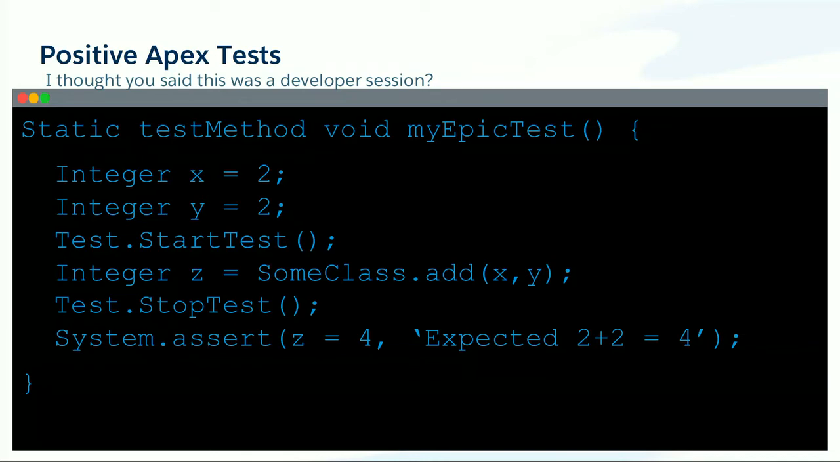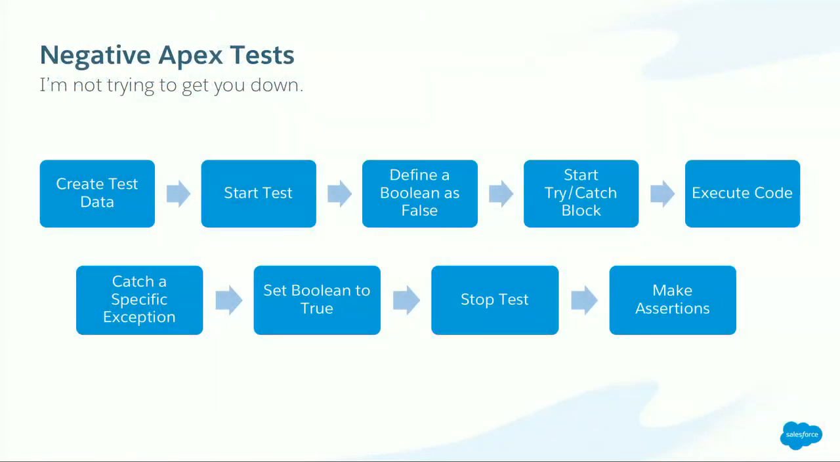Now let's look at what that actually looks like. Here's a code example. Totally made up code, but this is the positive unit test. We've got our 2 integers of data. We're going to call our start test. We're going to call our add method. We're going to look at the variable z and say that we expect it to be 4. Okay?